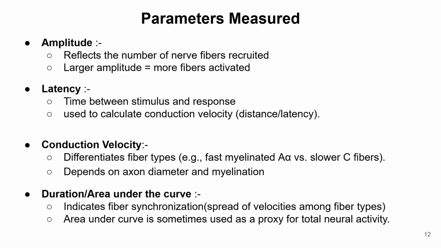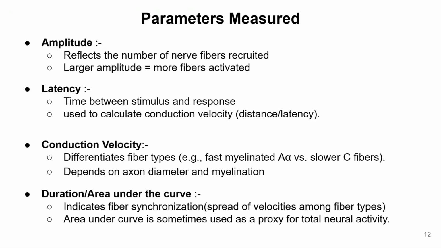Myself, Rudra Nath. Now that we have seen how compound action potentials are recorded and interpreted, I will discuss the parameters measured, the factors affecting compound action potential, their significance in clinical and research fields, and the advantages and limitations related to compound action potential. Firstly, the parameters measured. There are four main parameters measured, which are amplitude, latency, conduction velocity, and duration.